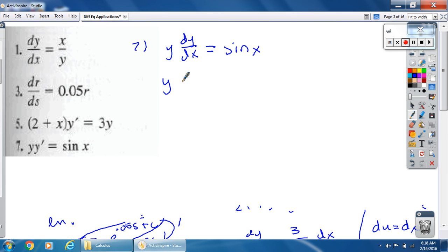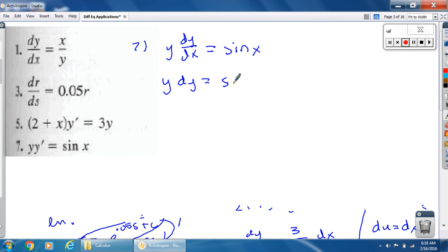So I have y dy is equal to sine x dx, and I actually think you can finish this one up yourself, so that one's not too bad.